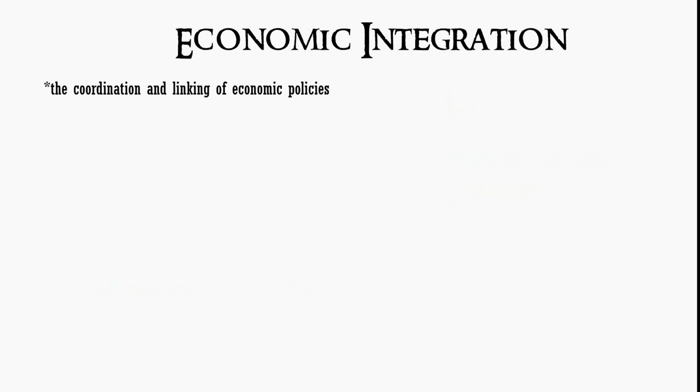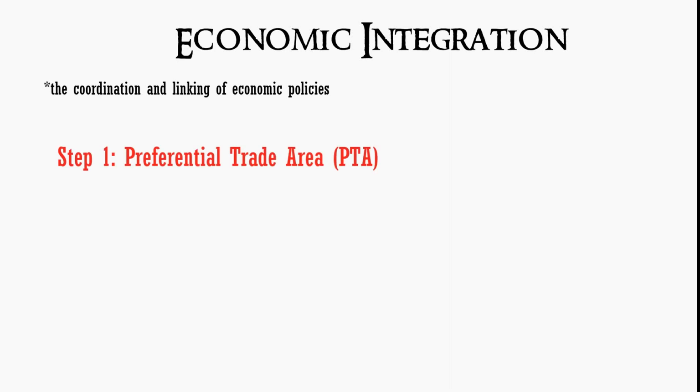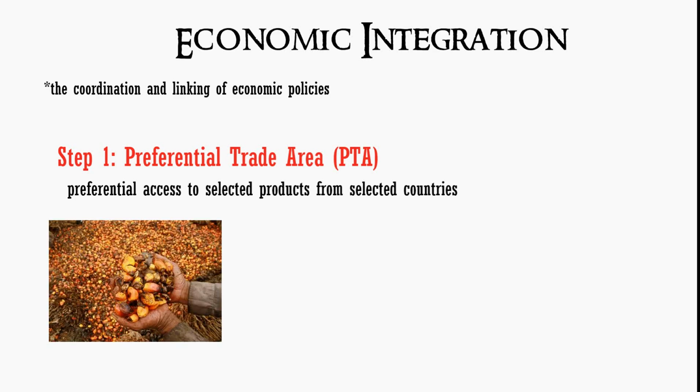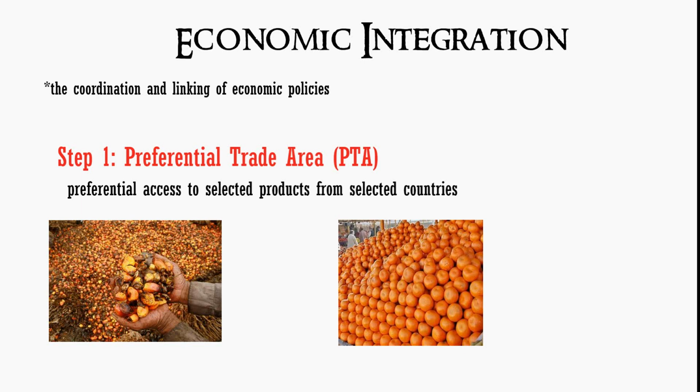The first step of economic integration is a PTA, or a preferential trading area. Under a PTA, certain products from certain countries have tariffs reduced or removed, so it only applies to certain goods and services and only from certain countries. For example, Indonesia and Pakistan have a PTA where certain goods such as Indonesian palm oil and some fruits from Pakistan that they specialize in producing have no tariffs. This makes it easier and cheaper for the countries to import and therefore increases trade from both sides.